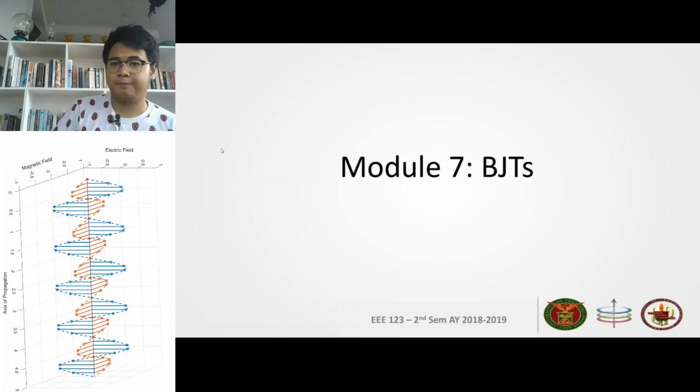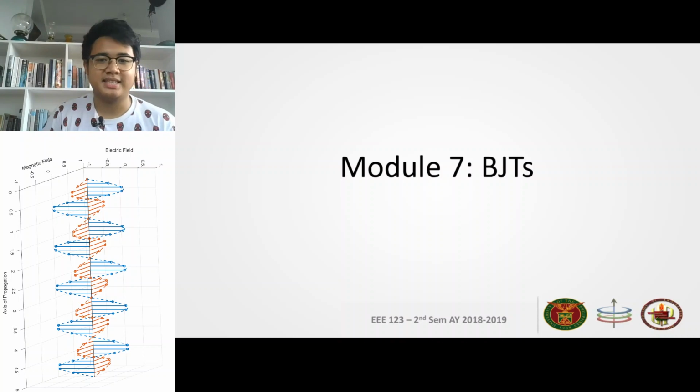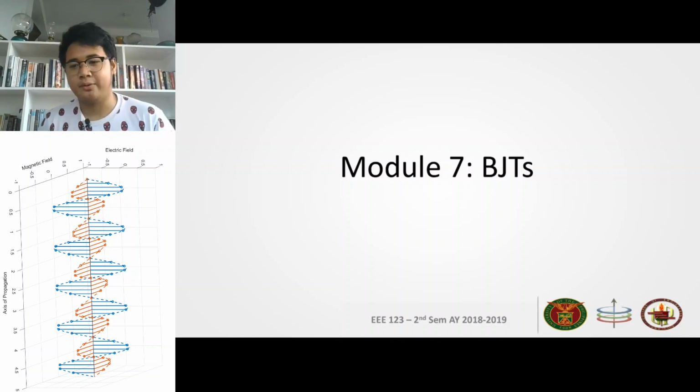Hello, this is the seventh lecture of 11123. And we will be talking about bipolar junction transistors and how they behave when we connect them in circuits. How do we analyze BJT circuits?